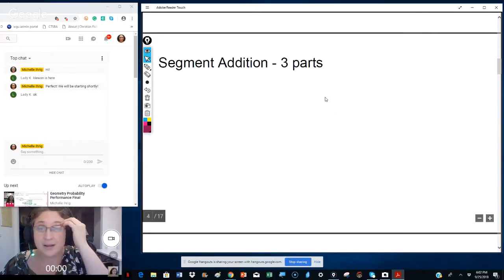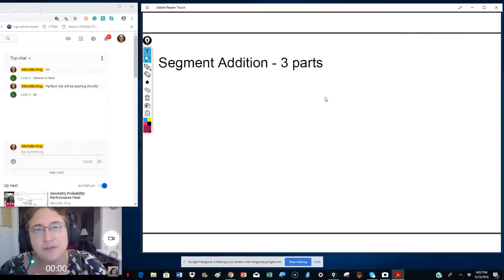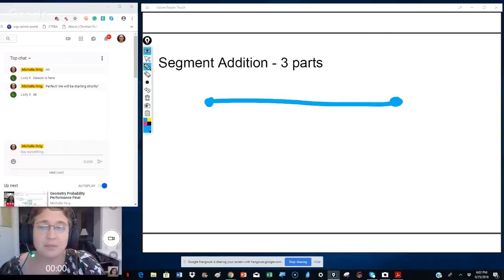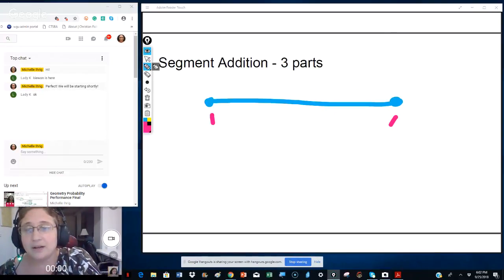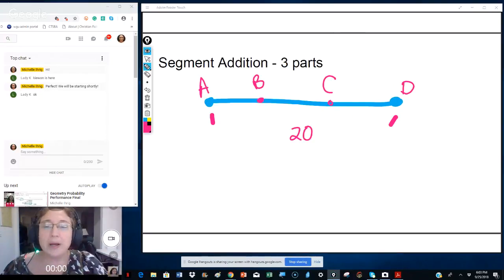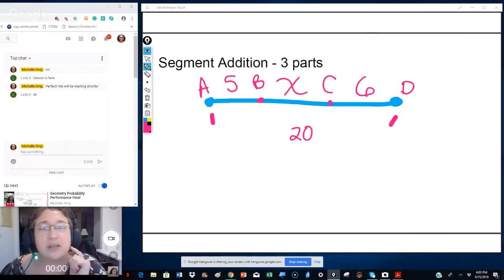Segment addition, 3 parts. So we've already talked about segment addition before. However, all of the problems I've shown you in class have dealt with 2 parts, and that is what is a little bit different. So for example, I have a line, and if I told you that this whole line from here to here equaled, let's say 20. And let's label this A, this D, and then we'll put little pieces inside here. Here's my B, and here's my C. Well, if I told you that this section was 5, this section was 6, and you need to find X.